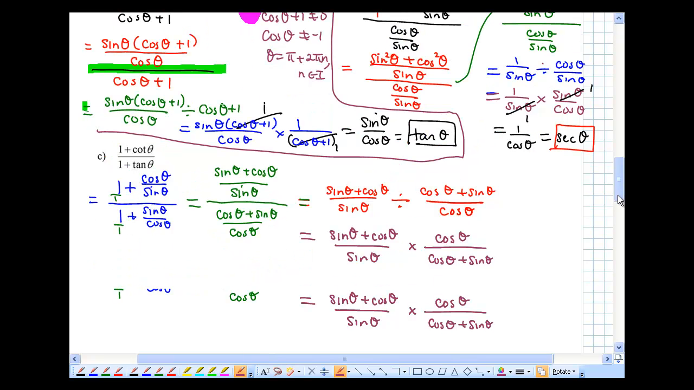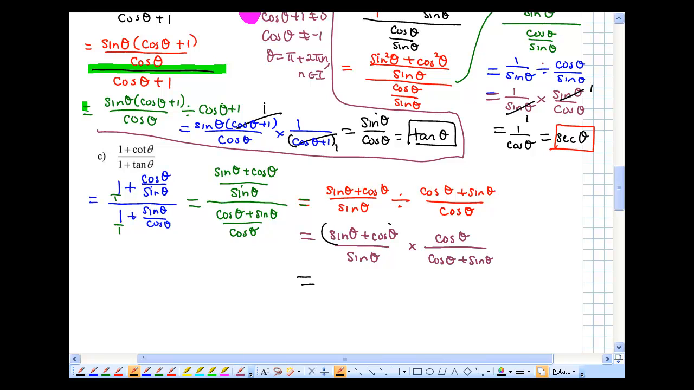Anything here that divides out nicely? I think there is. This whole thing of sine theta plus cos theta, cos theta plus sine theta. It doesn't matter the order when you're adding, it's the same, right? 3 plus 4, 4 plus 3. So we're just left with cosine theta over sine theta, and lo and behold, that's just cotangent theta. Ding, ding, ding. There you go.